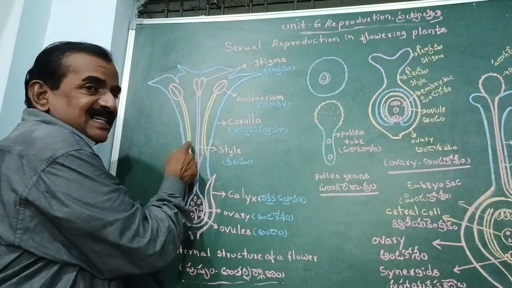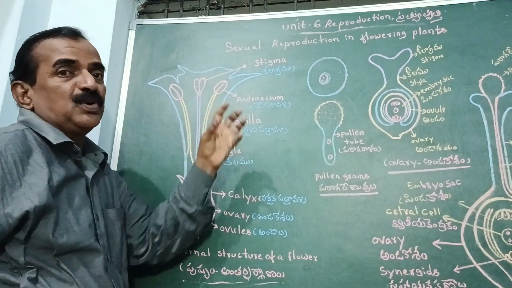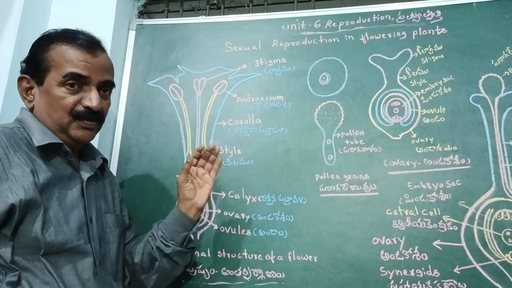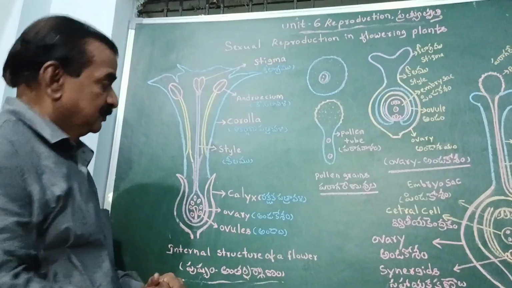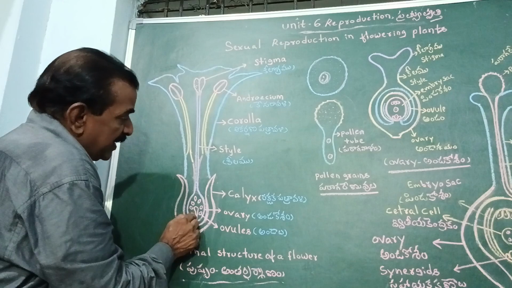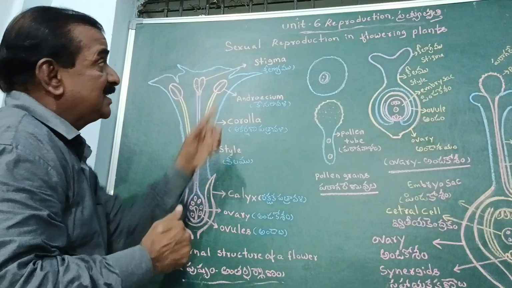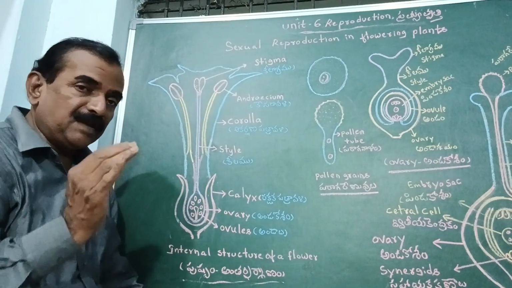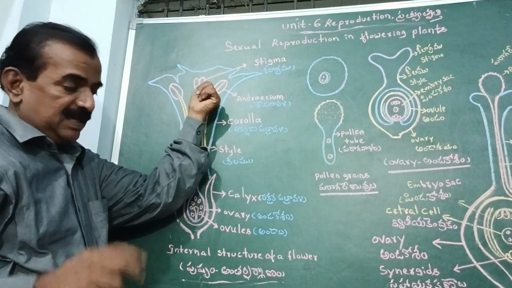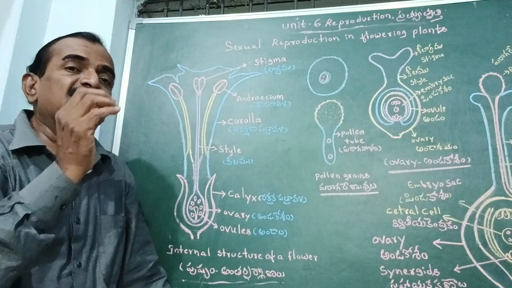And these are the stamens. Stamens consist of filament and anther lobes. Anther lobes produce pollen grains, the male gametes. So these are the male and female reproductive parts of a flower. The gynoecium, or female reproductive part, consists of the ovary, this long part called the style, and the terminal part called the stigma. So the carpel, or pistil, gynoecium consists of ovary, style, and stigma.